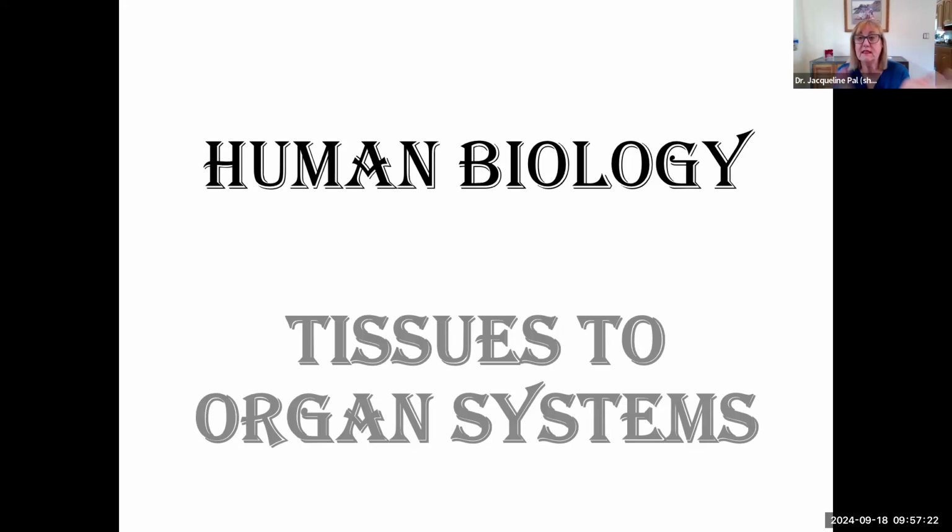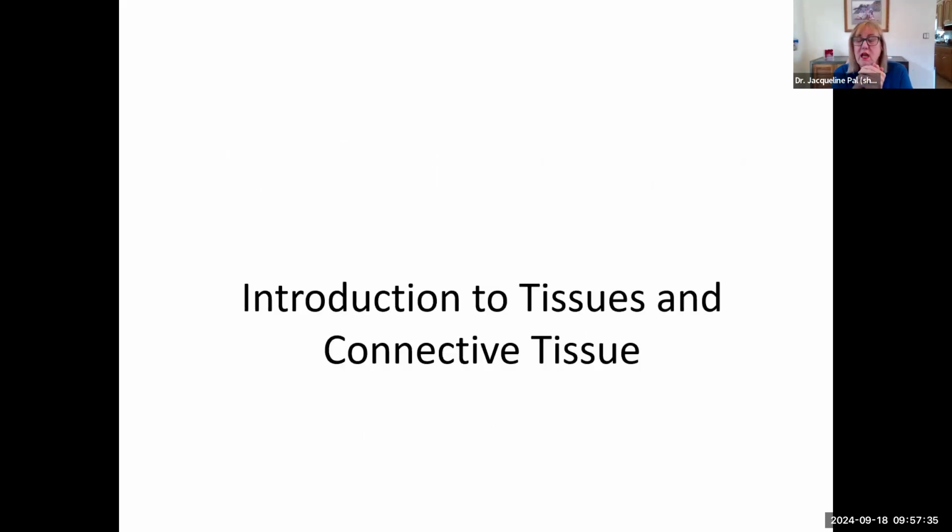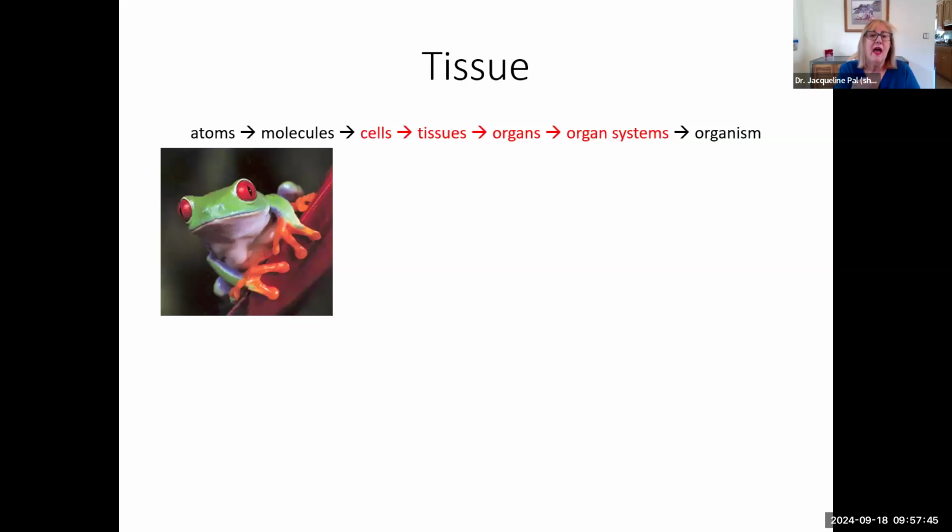Welcome back. In this section, we are starting a new topic. We're learning about tissues, and then we're going to take them all the way to organ systems. So let's get started learning about tissues in general, and then moving on to our first type of tissues, connective tissue. So, as you recall, we had a hierarchy where we went from atoms to molecules and cells.